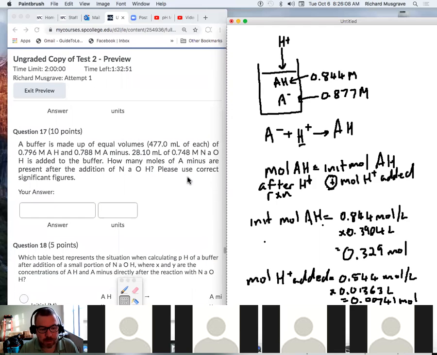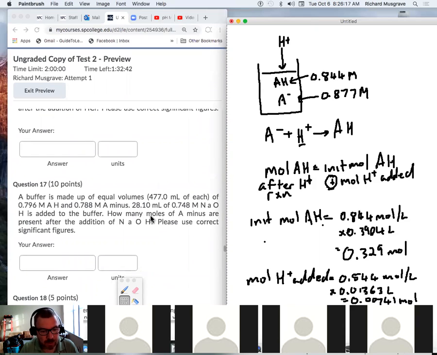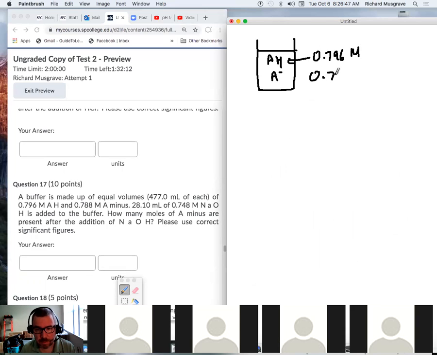All right, the next one, as I said, 16 and 17 can be two of four possibilities. This one is, we're adding sodium hydroxide and we're looking for A minus here. So again, I still feel like it's useful to come up with a picture of what we have here. So we'll have the AH, we'll have the A minus. The AH is 0.796 molar. The A minus is 0.788. And what are we doing? We're adding OH minus. So the OH minus isn't going to interact with the A minus, it's going to interact with the AH. So the AH is going to react with the OH minus and turn into A minus plus water.